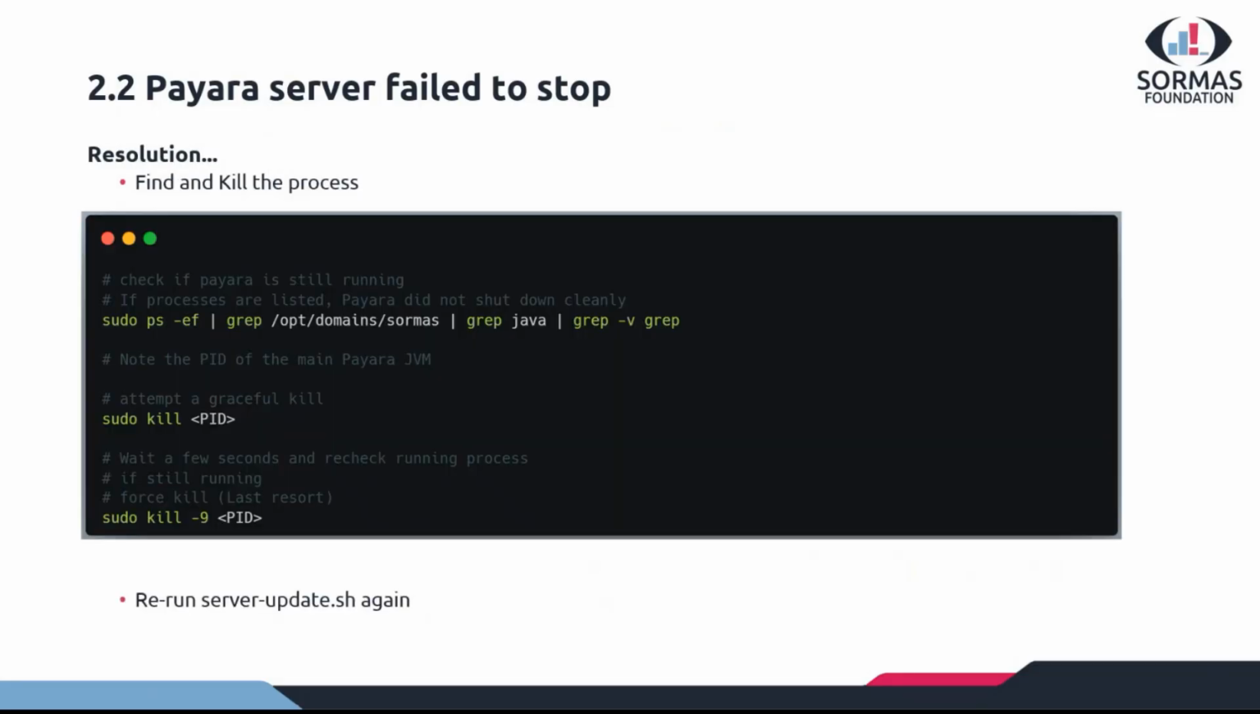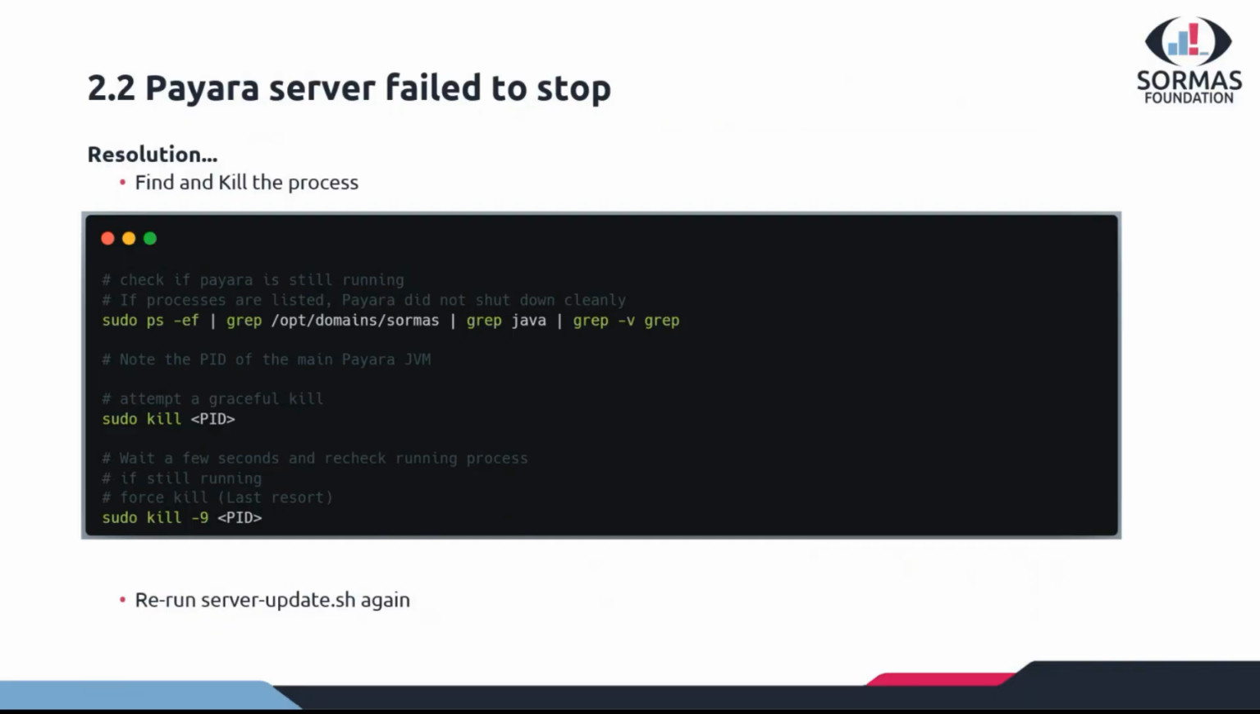So the first thing is to find the running Payara process with the first command. It is important to specify opt domain SORMAS in the grep command on this slide. The reason is that you may have other Payara domains for other applications on your server, so that you don't stop the whole Payara server. We're only selecting the Payara process tied to the domain in opt domain SORMAS, which is the standard SORMAS domain directory.